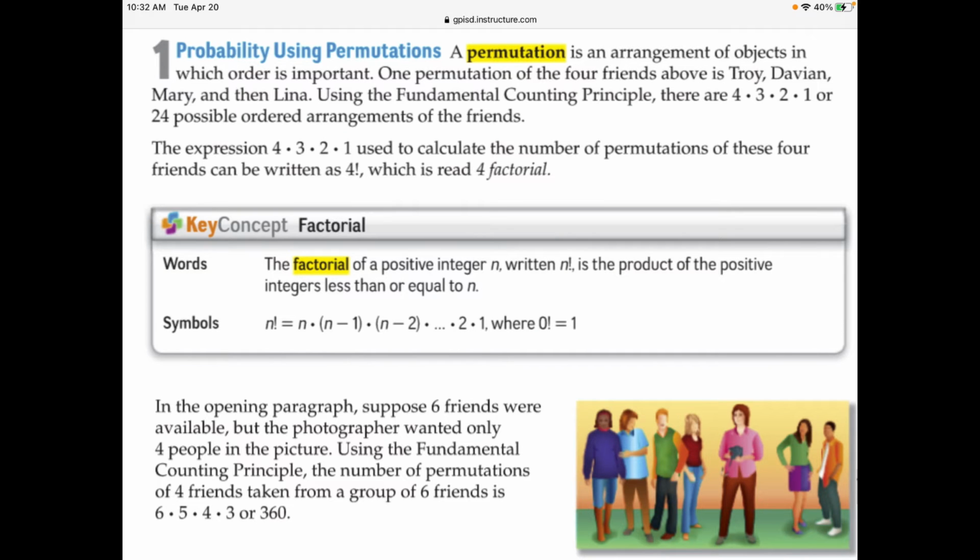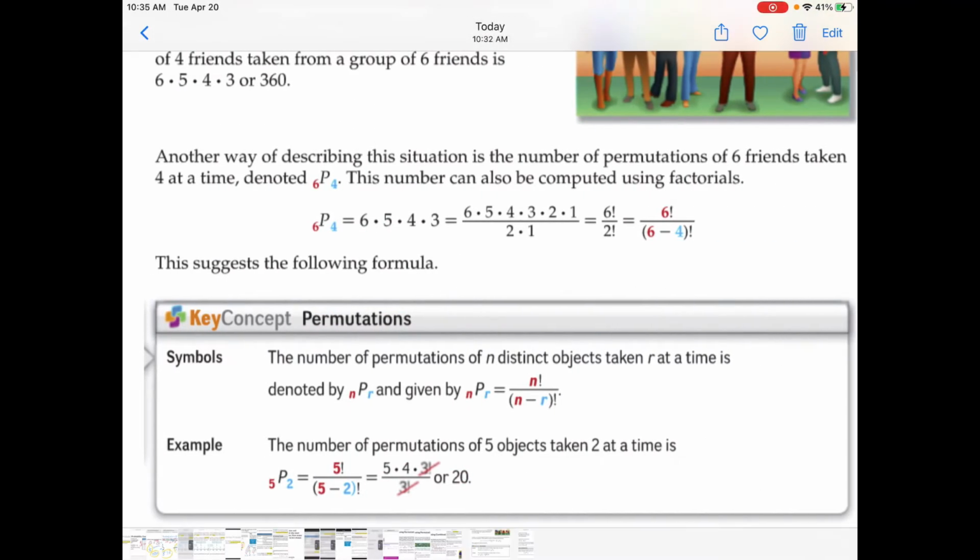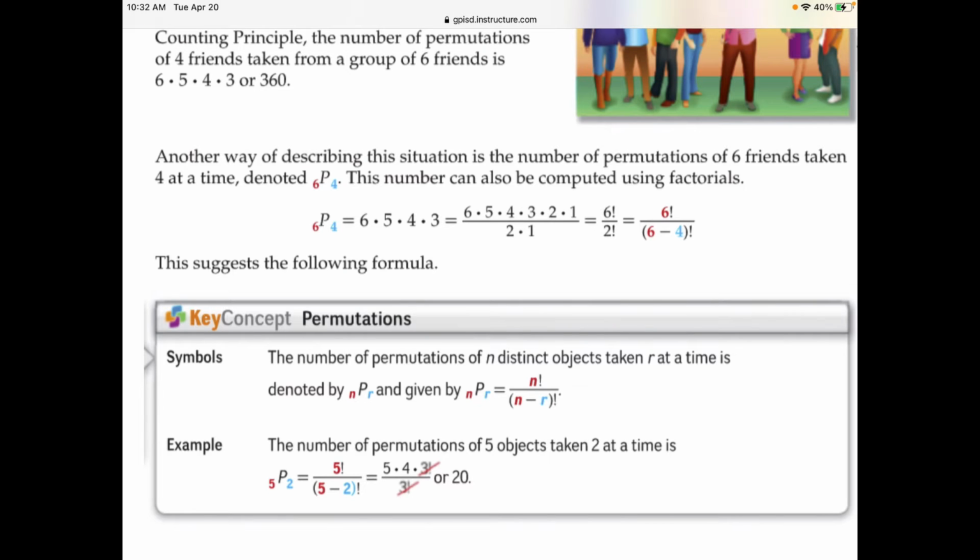All right, so there is a way to make this much simpler, and we use this formula called the permutation formula. Another way of doing the same example about the 6 friends and 4 friends in the picture, we could instead say 6P4. P stands for permutation. If you have 6 friends, but you only want 4 in the picture, that's 6 total people, but you only want 4 at a time per picture. So what we would do is put 6 factorial at the top over 2 factorial at the bottom.